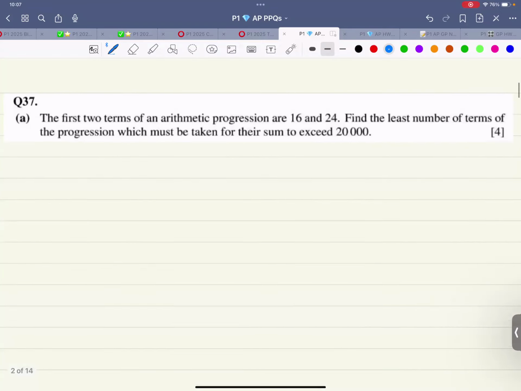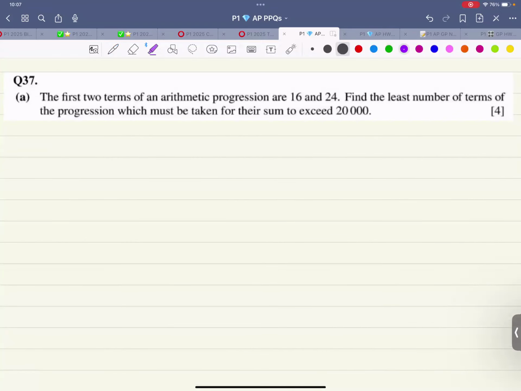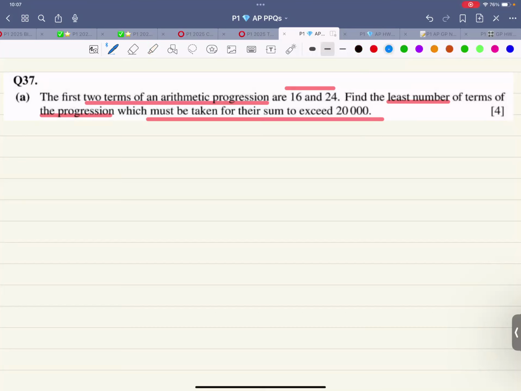Now let's look at the first question from our topical book. The question says the first two terms of an arithmetic progression are 16 and 24. Find the least number of terms in the progression which must be taken for the sum to exceed 20,000. When we studied AP and GP on campus, we had two separate classes and we did a question like this from one of the exercise books.